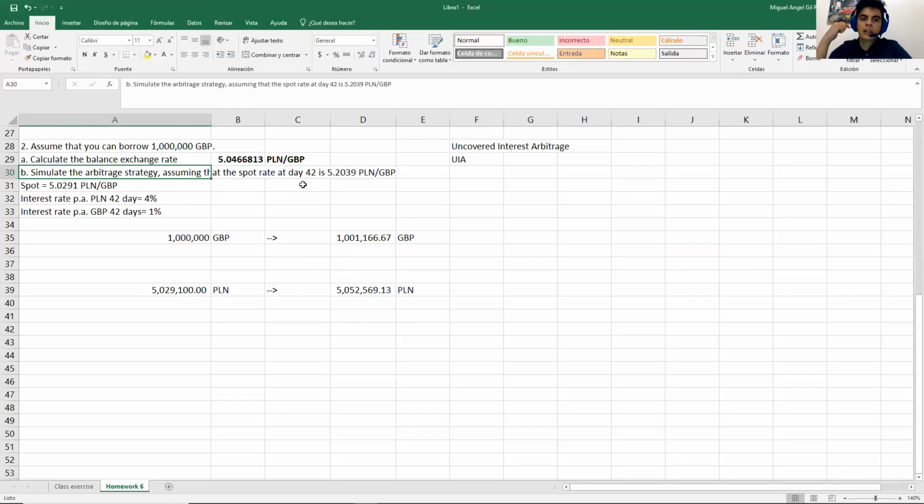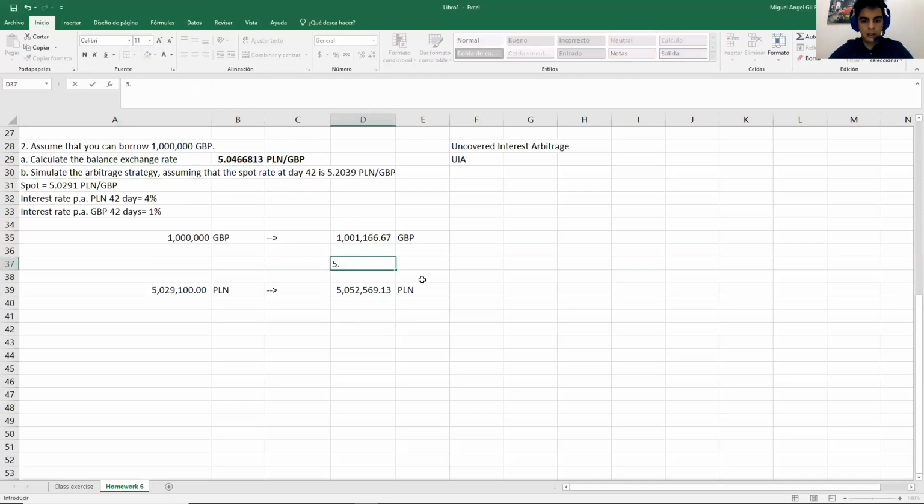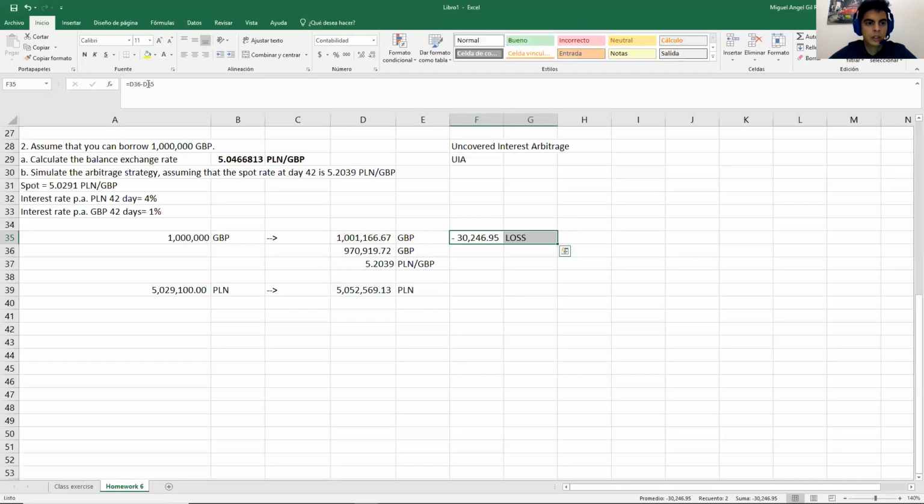And now the second question, question B, says, can you simulate the arbitrage but assuming that in day 42 the rate is 5.2039. So what we are going to do is to assume that this is the future rate, similar as if it were your forward rate. So we are going to convert the zlotys using this rate and let's see if we make a profit. Well, no, we don't make a profit if that is the rate. So we get a loss of this. And this will be the answer to question B.